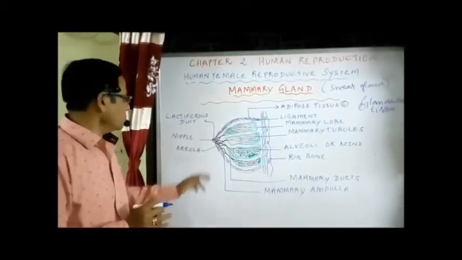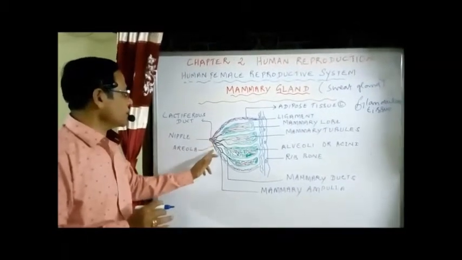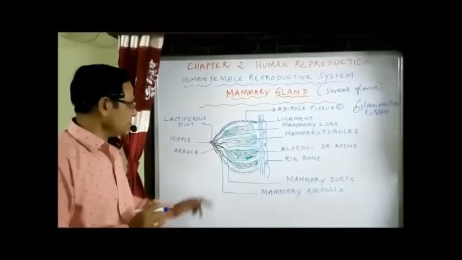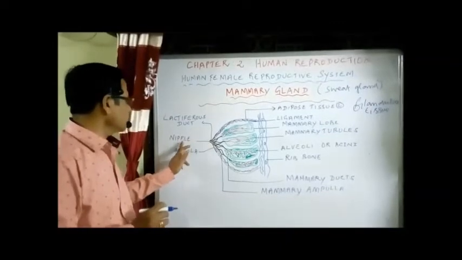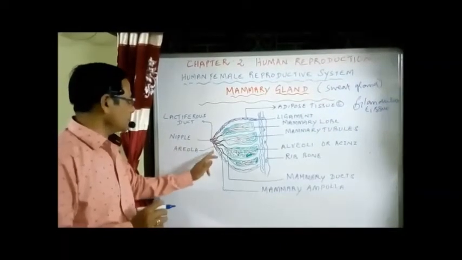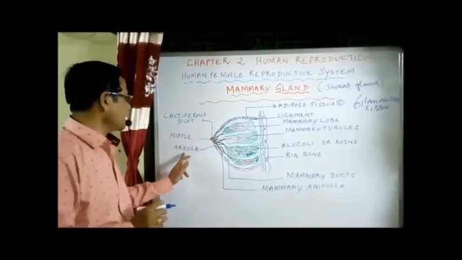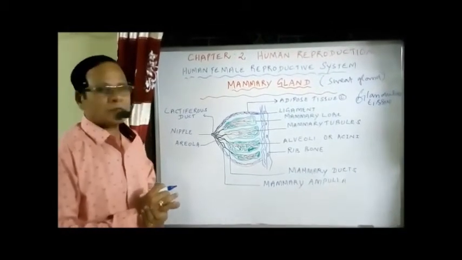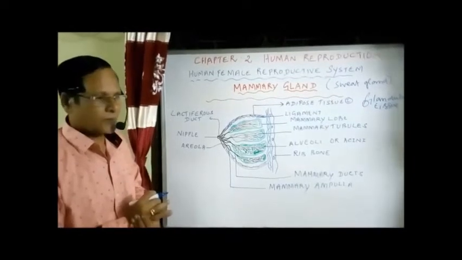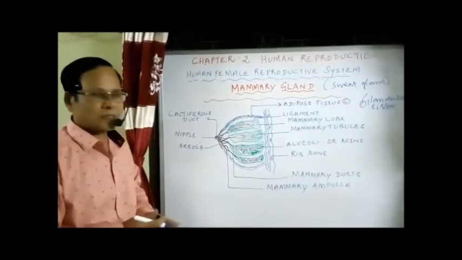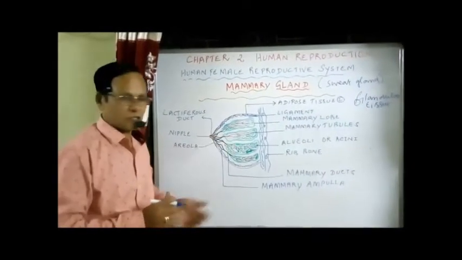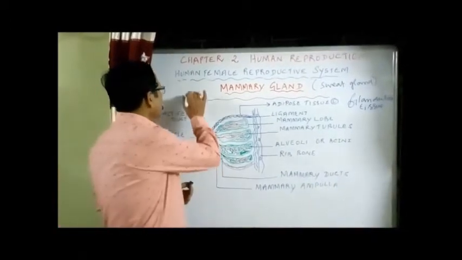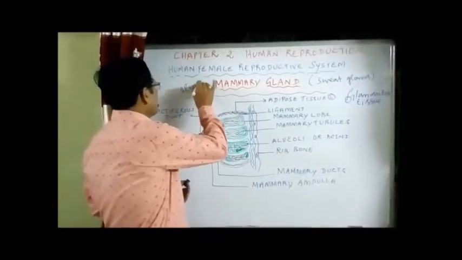Then we have a pigmented area. Normally we have a central nipple surrounded by a pigmented area, called the areola. We also have some sebaceous glands present. The sebaceous glands are normally present in the areolar region. They are also called areolar glands.